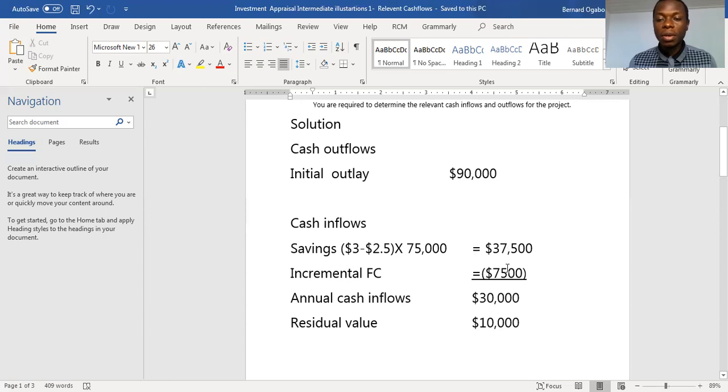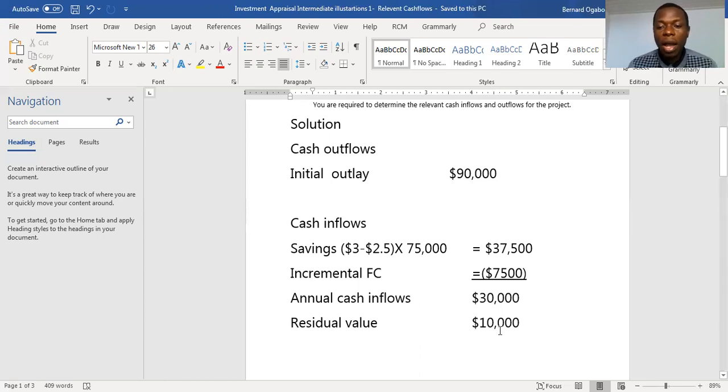So you take that off from the savings we are going to achieve. It means that the annual cash inflow savings for this project for the 4 years that is mentioned is going to be $30,000. Then we are also told that the machine is going to be sold at a residual value of $10,000, and that gives us another cash inflow.